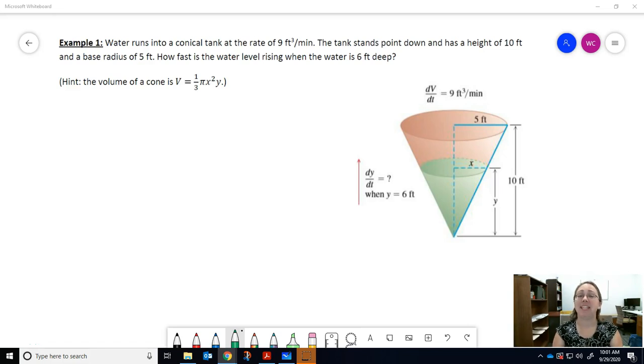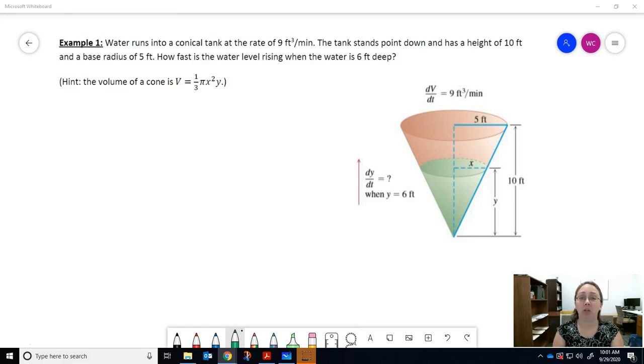All right, so this is another application of related rates that I wanted to share with you. First let's read the example and then we'll talk through what's happening. Water runs into a conical tank. You can see in the picture what that means. So a cone-shaped tank with a point down in this case.